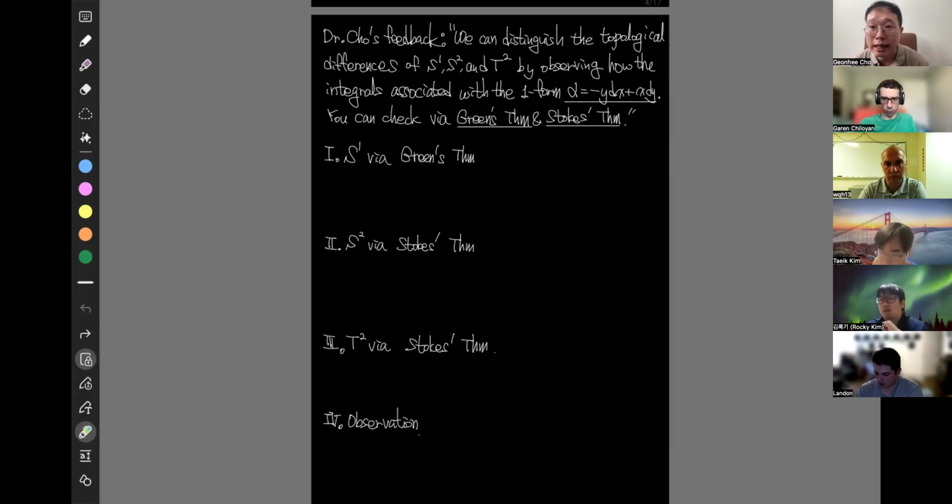Whereas S2 is not like that. S2 is the so-called one-point compactification of R2. At the R2 level, in a ball of any radius, you are always able to solve the exact equation. Then if you expand that ball towards the point at infinity, there's no topological obstruction to solving the exact differential equation. So on S2 the exact equation is always solvable.